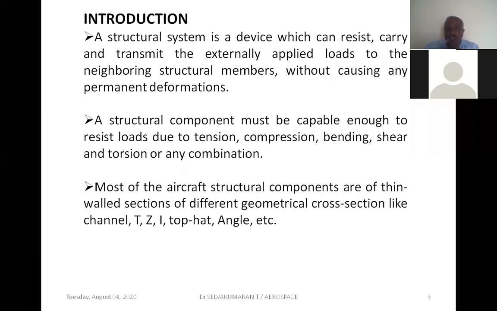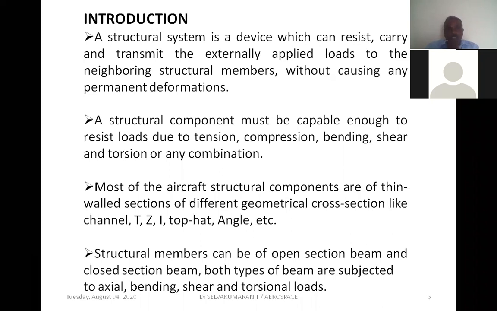Why it depends on the geometrical cross section means the properties of the geometrical cross section are very, very important. It plays a vital role in the case of bending because of the area moment of inertia. If you take a rectangle, the moment of inertia will be BD cube by 12, DB cube by 12, and so on. It keeps on going for different cross sections. So the properties of the geometrical cross section play a vital role, and also the orientation of the cross section plays a role while placing any components to resist load in our aircraft.